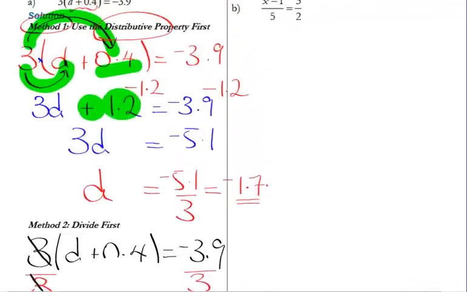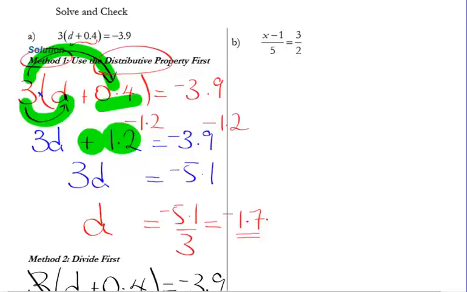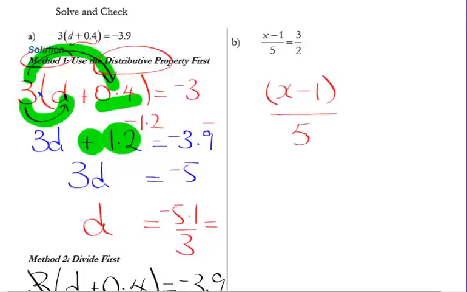All right, let's have a look at our second example here. I'm just going to erase part of the side here like this. Now look what we've got. We've got x minus 1. Effectively, that's all in brackets. It's divided by 5, isn't it? Equals 3 over 2.